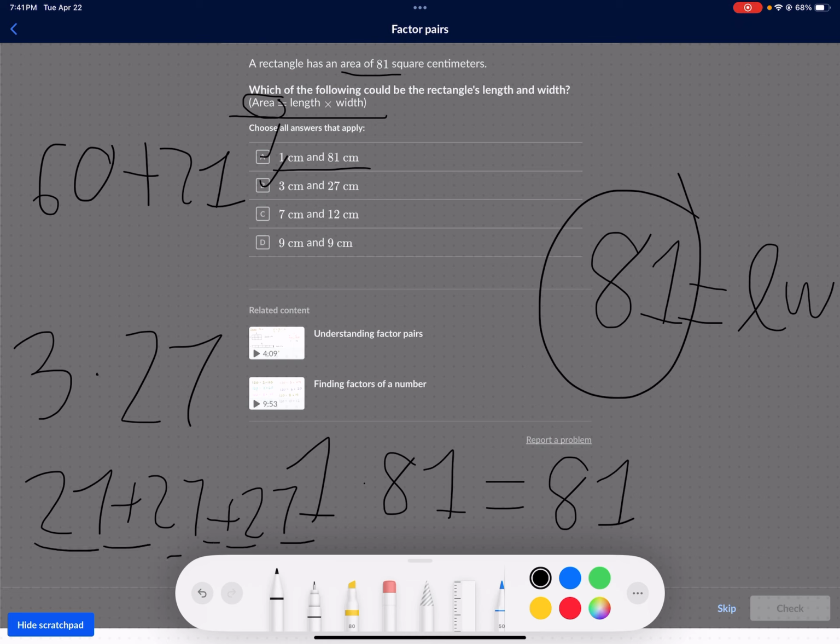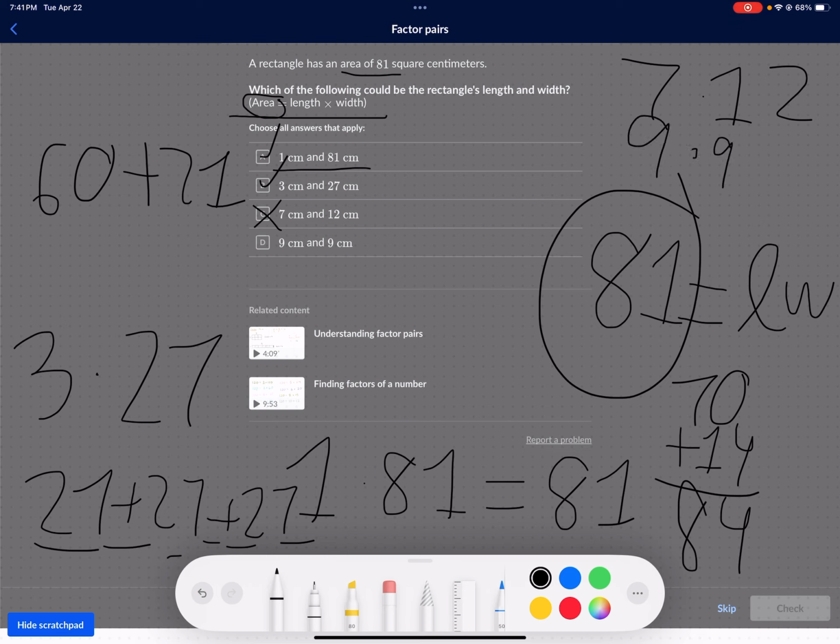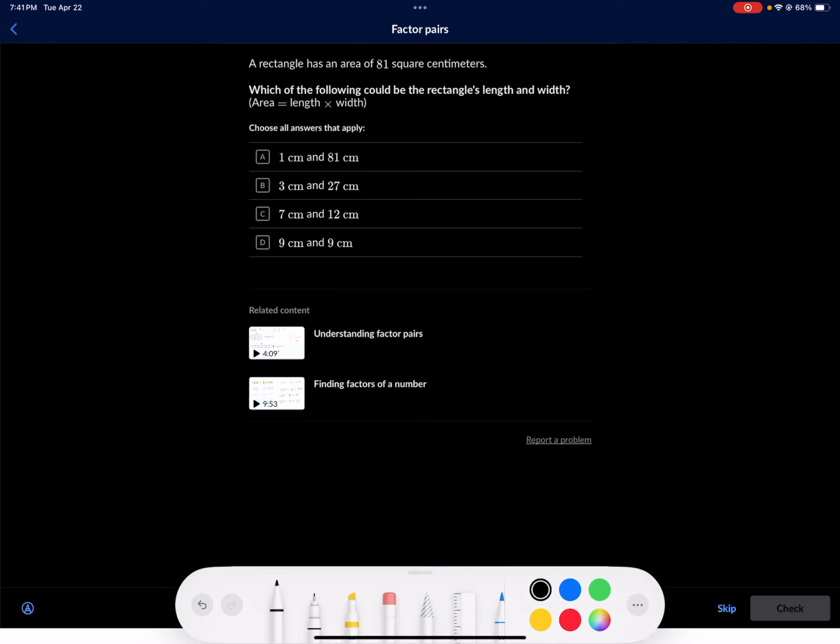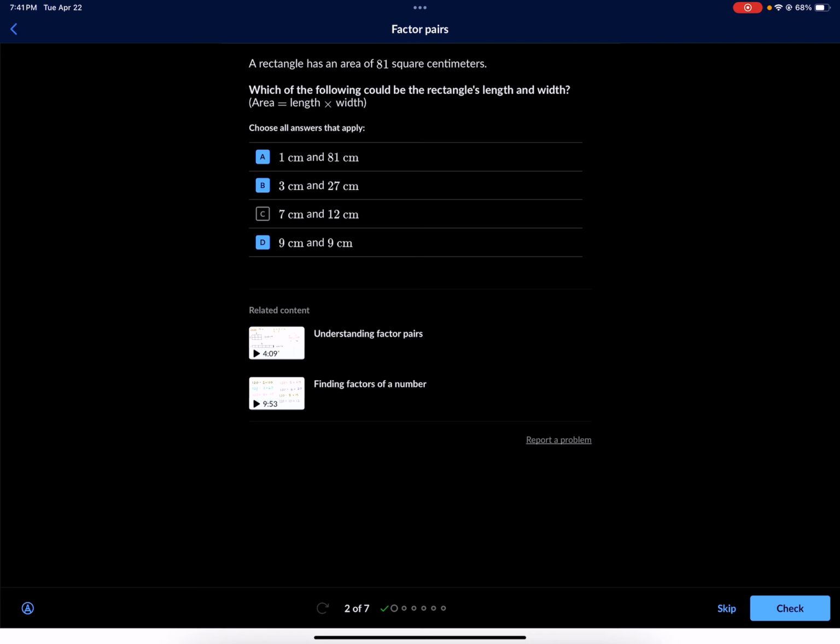Choice C, 7 and 12. So we have 7 and 12 here. And so we have 70 plus 14. This is just the distributive property. 84. This will not be our answer. Choice D, 9 times 9. That's equal to 81. And that works here. So our answers are A, B, and D.